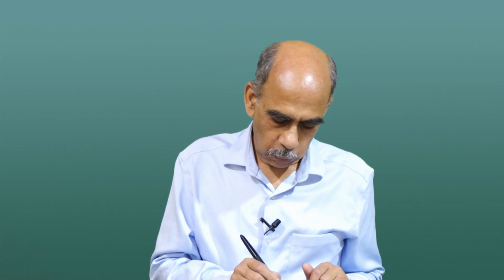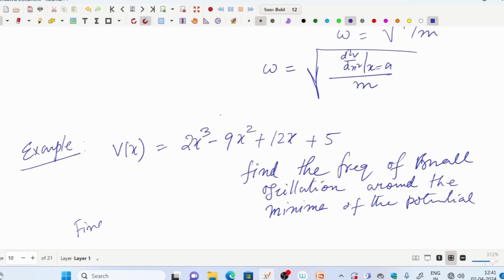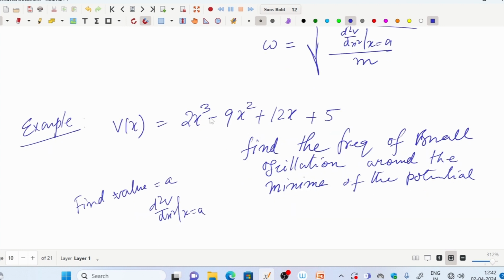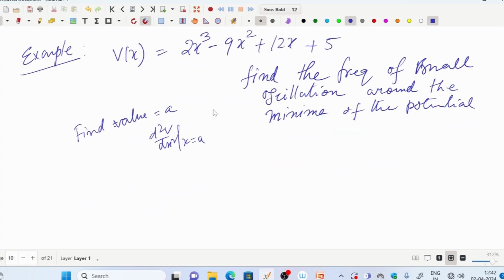for a competitive exam you directly find the minima. You first find the value of A, that is the minima of the potential, and then directly calculate d2V/dx square at x equal to A, and then divide by m and you can find the frequency. So, let us do this problem systematically.